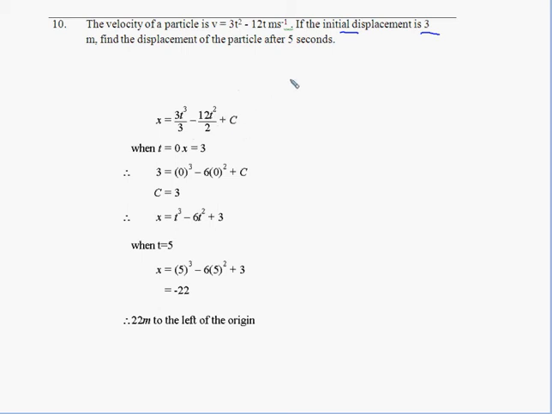But we're given that the initial displacement, so t is equal to 0, is 3. X would be 3. So we sub that in. X is 3, t is 0, our constant is 3. There's our statement there for x. X is equal to t cubed minus 6t squared plus 3. Now, after 5 seconds, as it says in the question, we substitute it in, and we get minus 22. So after 5 seconds, the particle's 22 metres to the left of the origin.